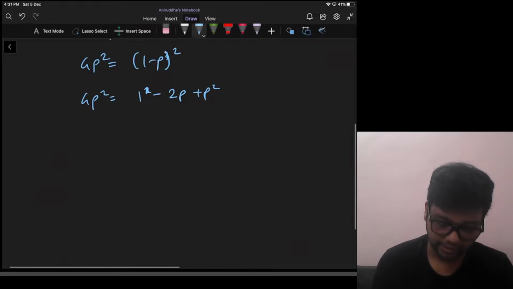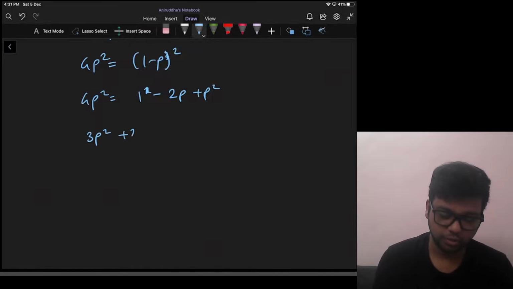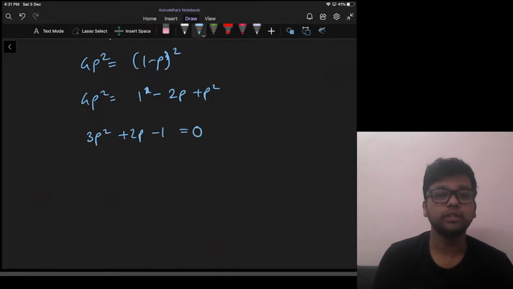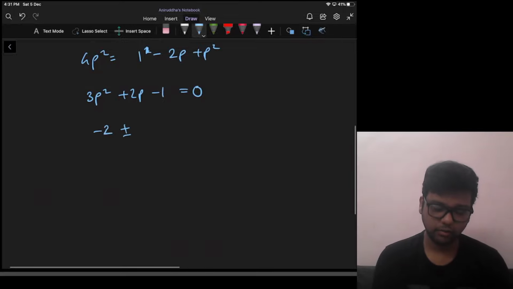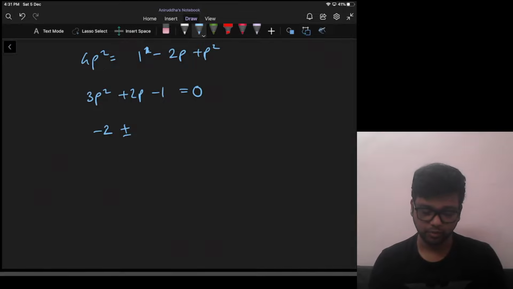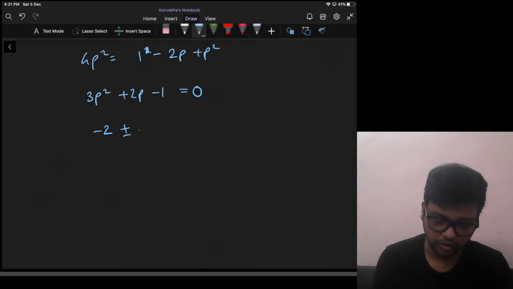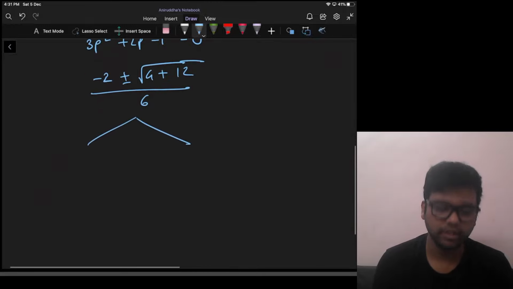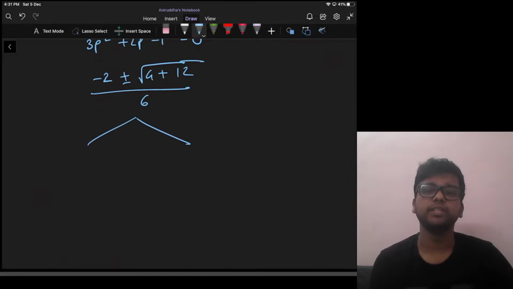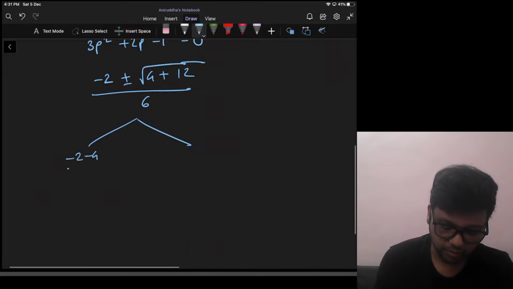Okay, we are getting an equation from this. 4p square minus p square is 3p square, then plus 2p minus 1 is equal to 0. Let's try to solve this. Minus b plus or minus square root of b square minus 4ac, that is 4 plus 12, upon 2a. 4 plus 12 is 16. Root 16 is 4. So minus 2 minus 4 by 6 or minus 2 plus 4 by 6.